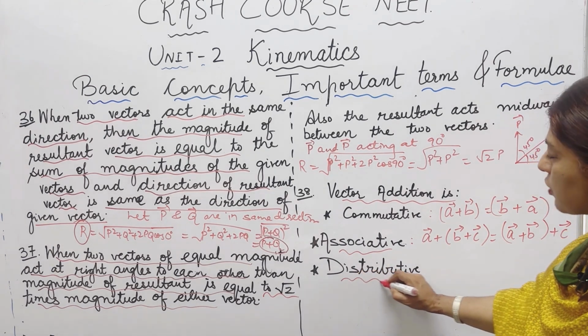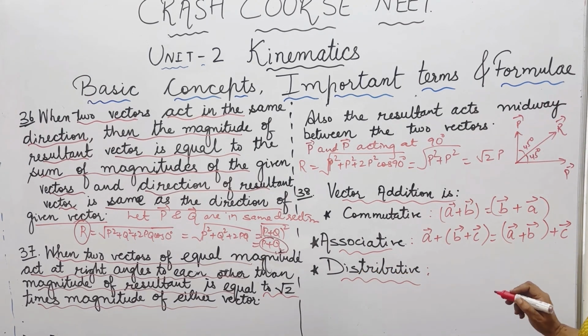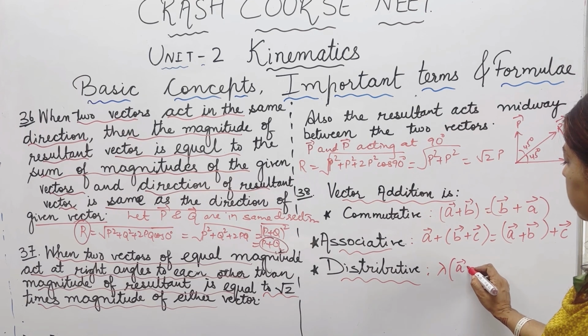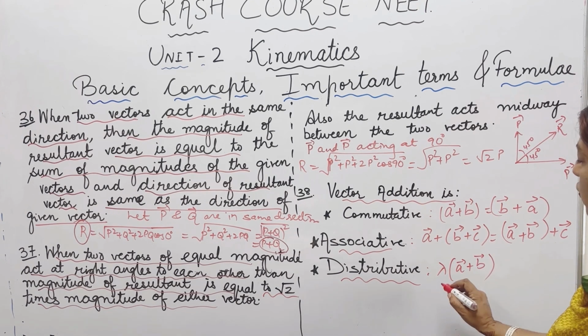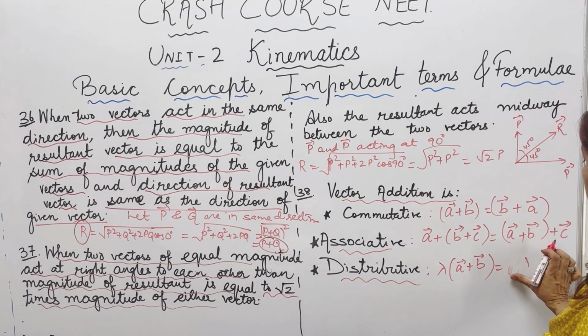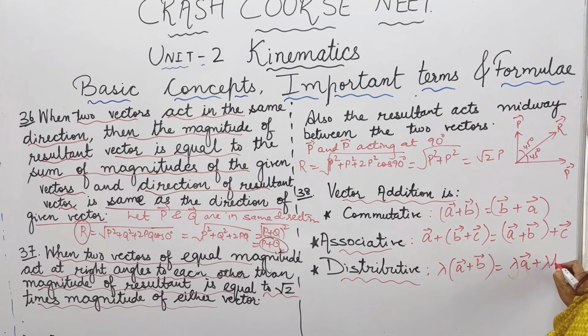It is distributive. Distributive property means multiplication of a scalar quantity with the vector addition. Let A and B be the two vectors and lambda be a scalar quantity, then we can write it like this. It will get multiplied and we get lambda A plus lambda B.